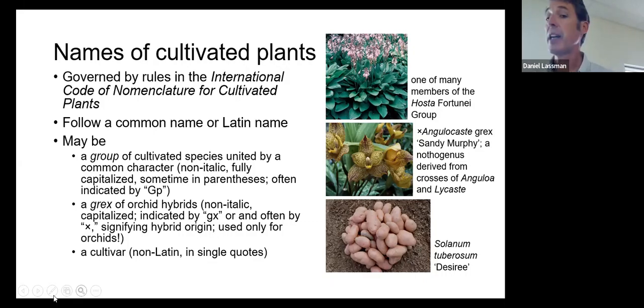And then finally, a cultivar, which we used to call a cultivar name, is non-Latin and is put in single quotes. So anytime you see a cultivar name like the common potato, Solanum tuberosum 'Desiree', it's capitalized and in single quotes.